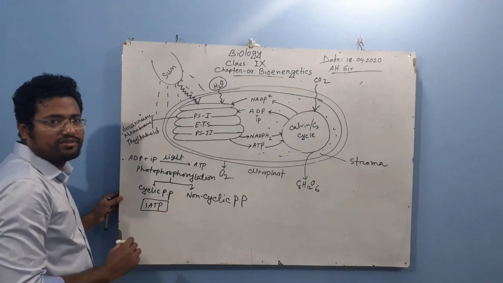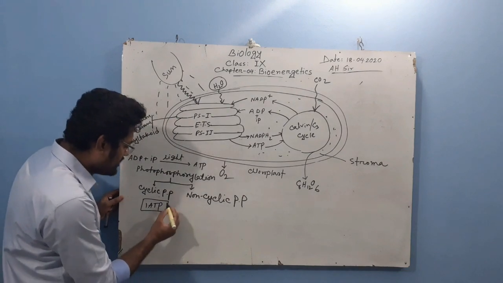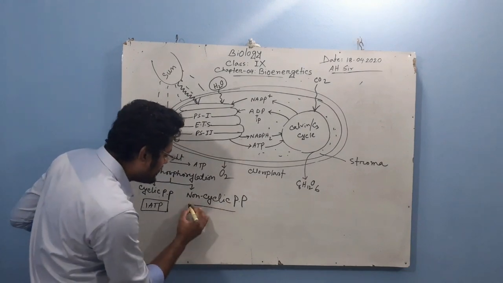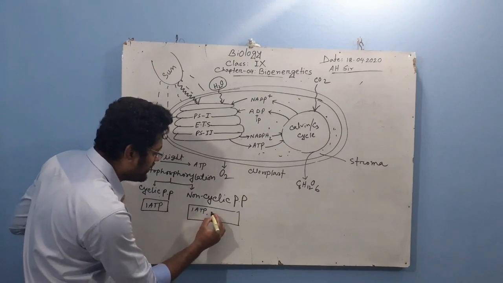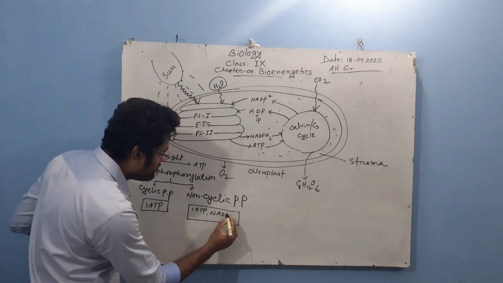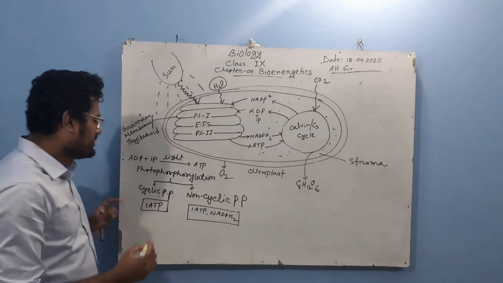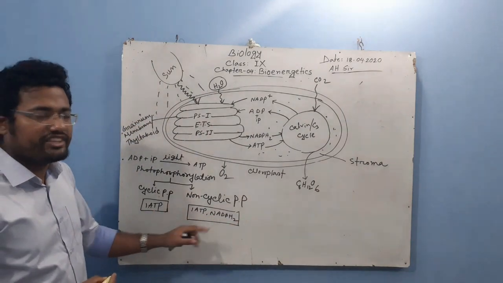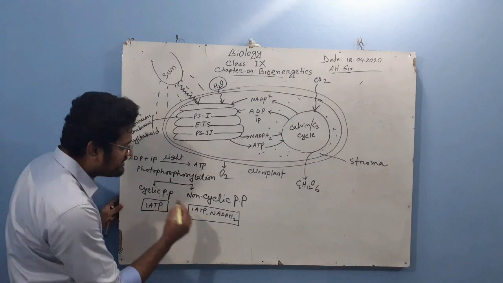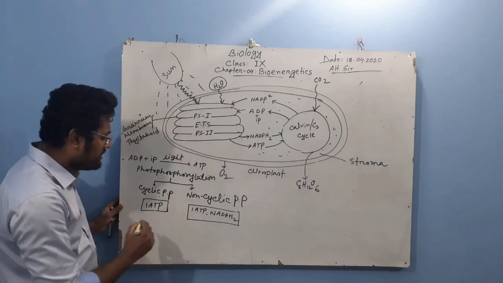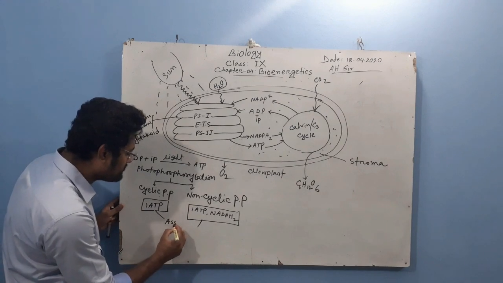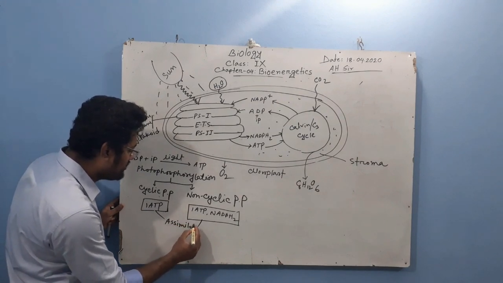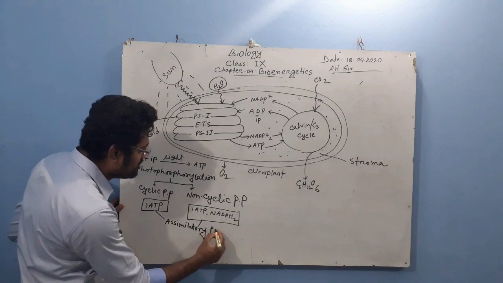In modern theory, in non-cyclic photophosphorylation, one molecule of ATP and one mole of NADPH2 are produced. ATP and NADPH2 are called assimilatory power.